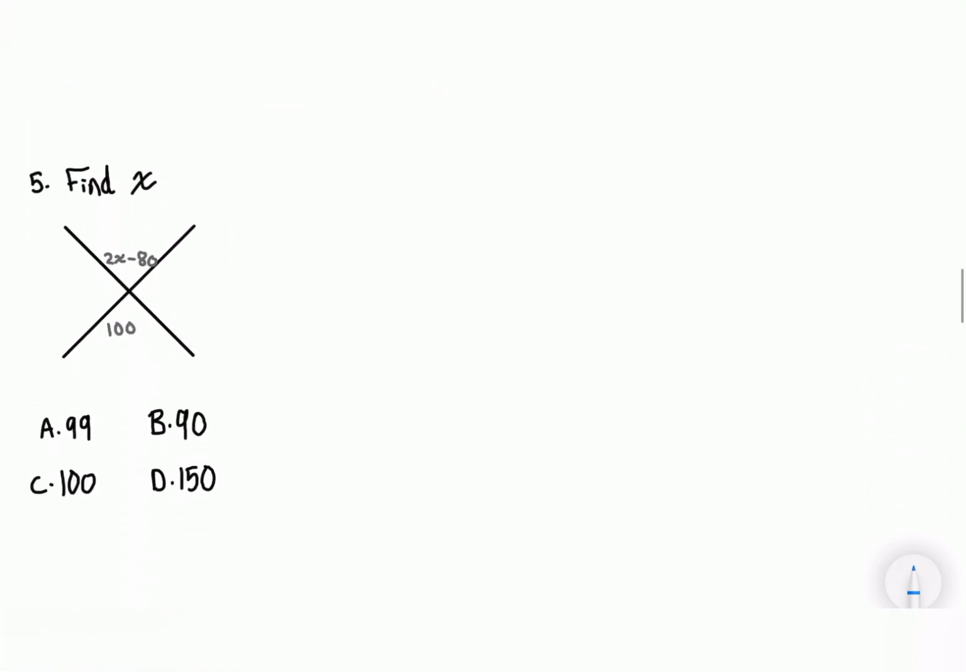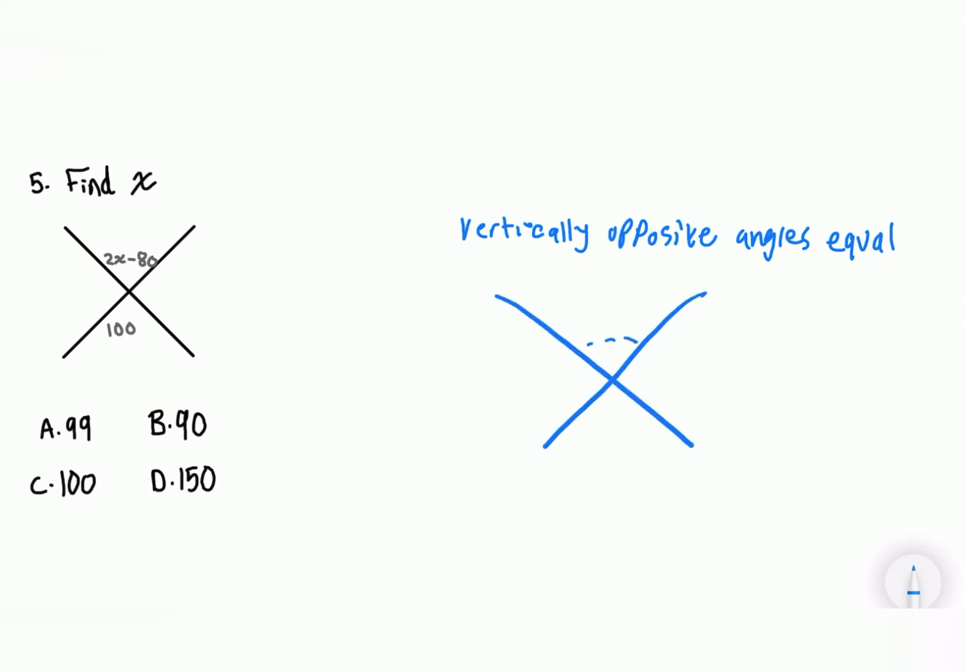And the perimeter of the square, or the shape, is A, 32. Now let's move on to number 5. Number 5 says find x. Okay. So we know that vertically opposite angles are equal. We know the rule that vertically opposite angles are equal, here as well and here as well.